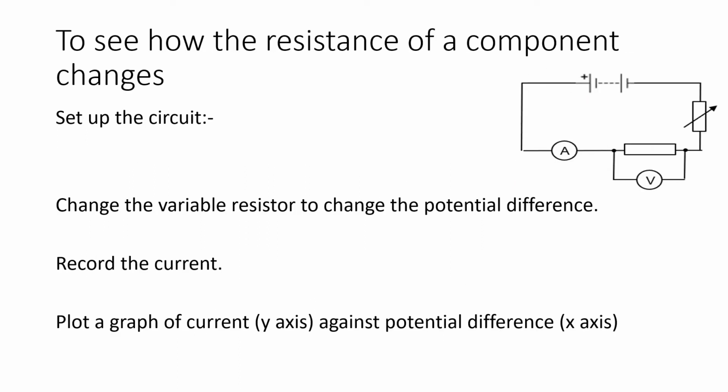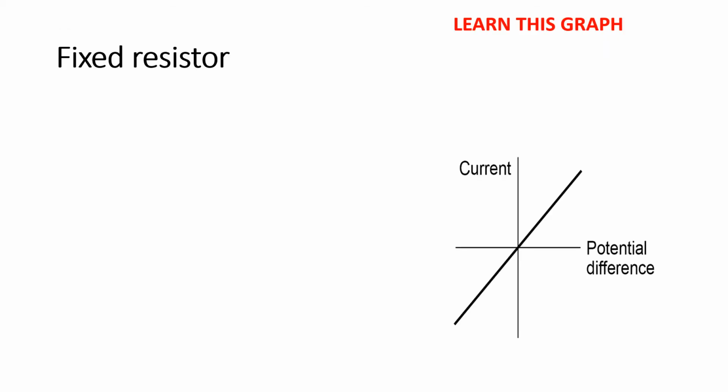The other experiment we did was to look at how the resistance of a component changes. We set up the circuit here, and you need to know this circuit. It has a fixed voltage, but then we can vary it using the variable resistor. The ammeter is in series, and the voltmeter is across the device to be tested. We changed the variable resistor to change the potential difference, recorded the current, and plotted a graph of current on the y-axis against potential difference on the x-axis. The first one we looked at was a fixed resistor, and you need to learn this graph.